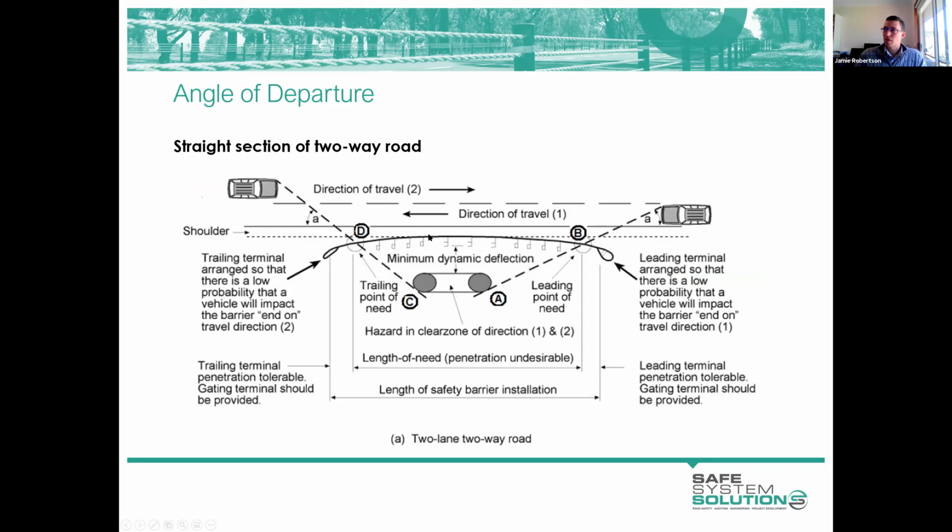Now this drawing is misleading, it doesn't show it that way. It looks like we've got a different angle here to here, but you can see they're both at angle A. So we have some really long lengths of barrier, or seemingly long lengths of barrier, on the departure side of the hazard, or the side that could be struck by the vehicle in the far lane.